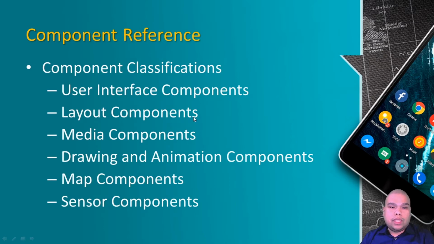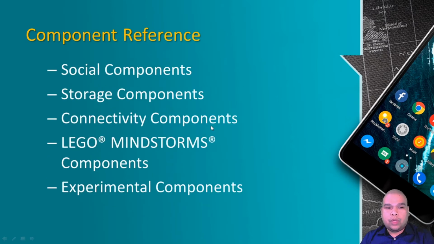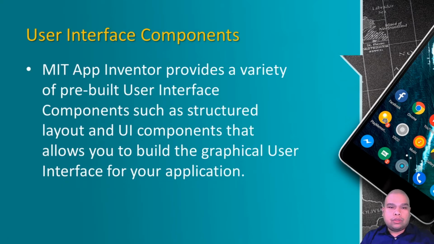But we'll be studying those components that you will probably be using for developing a simple application. So we'll be starting with the user interface components. MIT App Inventor provides a variety of pre-built user interface components, such as structured layouts and UI components, that allow you to build the graphical user interface for your mobile application.